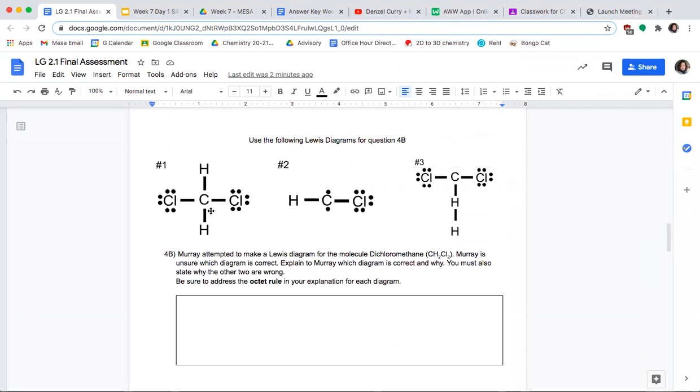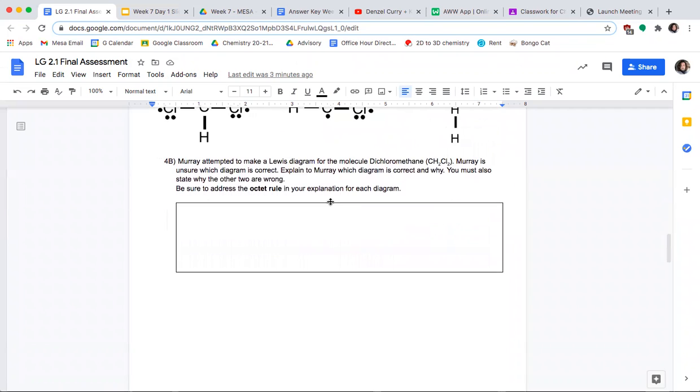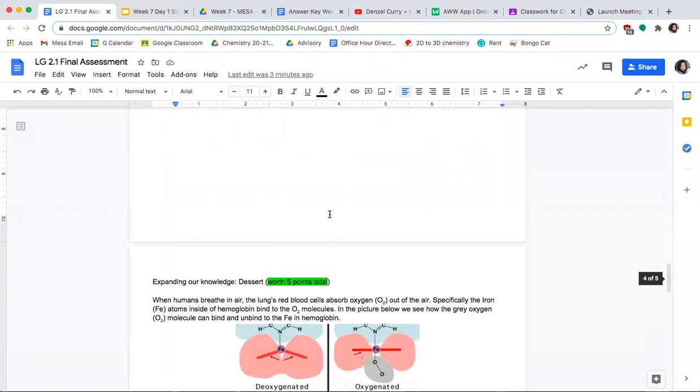I want to clarify on this question that only one of these three is correct. You have to tell me which one you think is correct and why. Not only that, you have to explain why the other two are wrong. If you're just saying, oh, I think two is right because, and then you end your statement, you're not explaining why you think one is wrong and why you think three is wrong. You need to explain why the others are wrong, not just why yours is right. Make sure that you talk about the octet rule in your explanation.